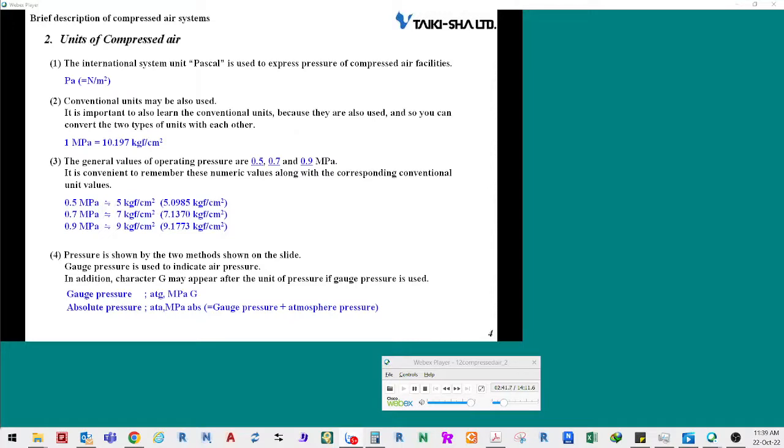The general values of operating pressure are 0.5, 0.7, and 0.9 megapascal. It is convenient to remember these numeric values along with the corresponding conventional unit values. Pressure is shown by the two methods shown on the slide. Gauge pressure is used to indicate air pressure. In addition, the character G may appear after the unit of pressure if gauge pressure is used.